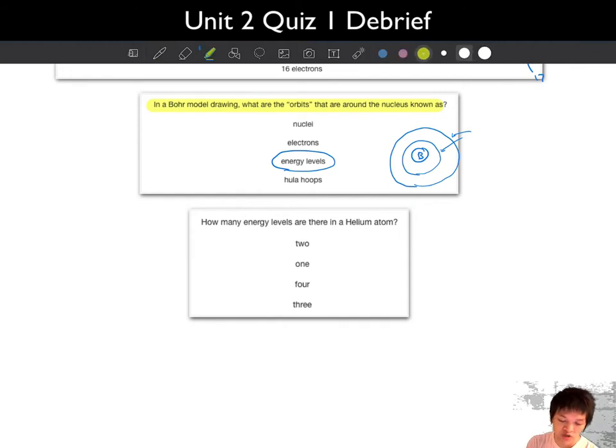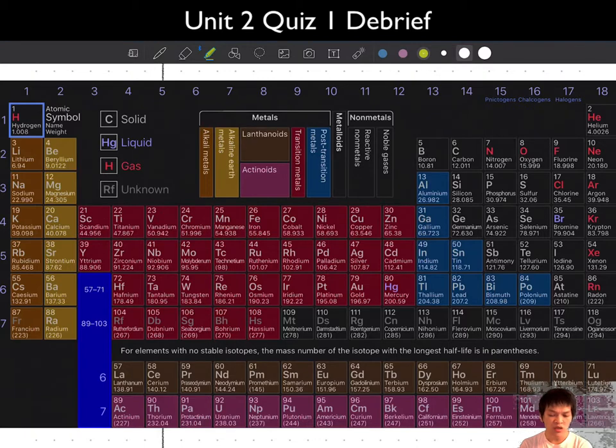Alright, next question. How many energy levels are there in a helium atom? Well, we know they're the orbits, right? And based on the activity that we've done, to know how many energy levels there are, we need to look at the periodic table, right? Remember that pattern that we were seeing with the activity? Okay. On the periodic table, helium is actually right here. To know how many orbits or energy levels there are, you just gotta look at which row it's in.